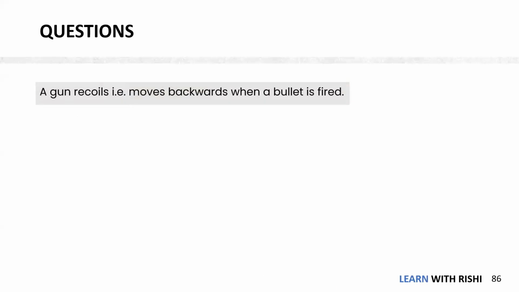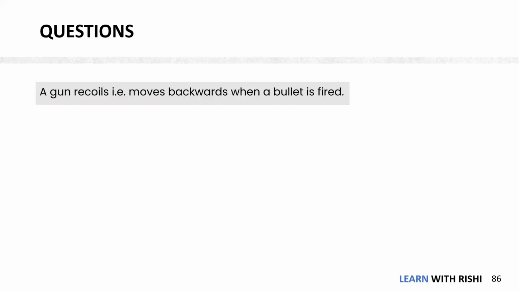Now there are some questions related to the third law of motion. The first question is: a gun recoils, that is, moves backwards when a bullet is fired. So the backward movement of a gun is nothing but recoiling. So why does the gun move backwards when we fire a bullet? What is the reason? The reason is, according to Newton's third law of motion, every action force has an equal and opposite reaction force.